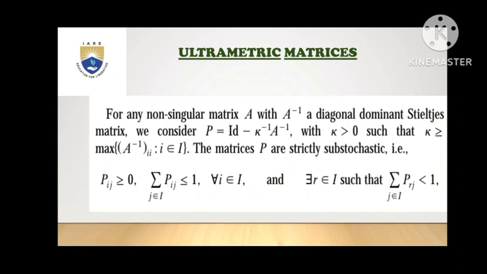Ultrametric matrices. For any non-singular matrix A with A inverse a diagonally dominant Stieltjes matrix, we consider P = I - K^{-1}A^{-1} with K > 0, such that K ≥ max A^{-1}_{ii}, i belongs to I. The matrices P are strictly substochastic, that is P_ij ≥ 0, the sum over j belonging to I is less than or equal to 1 for all i belongs to I, and there exists r belongs to I such that the sum over j of P_rj is less than 1.